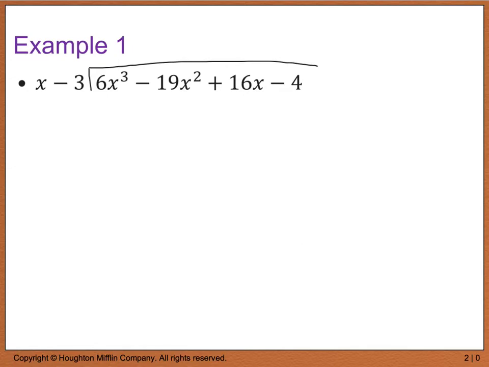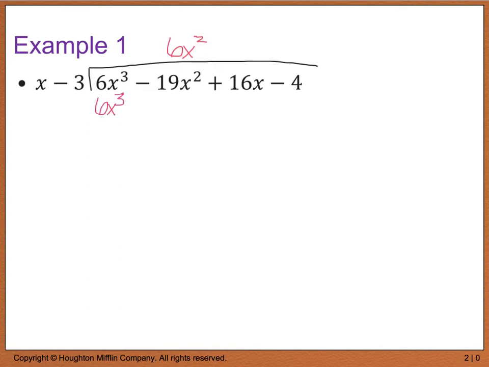So the first thing we're going to do is see how many times this x goes into our first term, which is 6x cubed. So x times what will give us 6x cubed? And the answer to that would be 6x squared. So if I take my x here and multiply it by 6x squared, I should get 6x cubed, which I do.